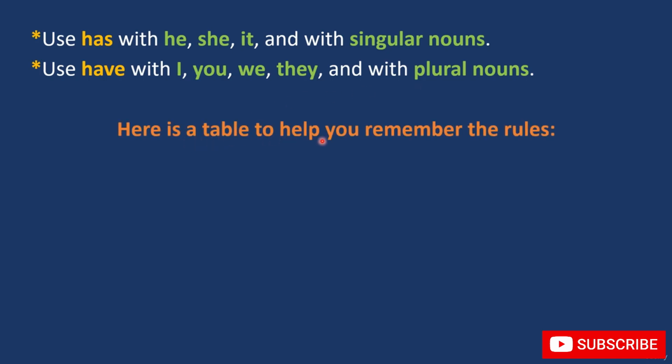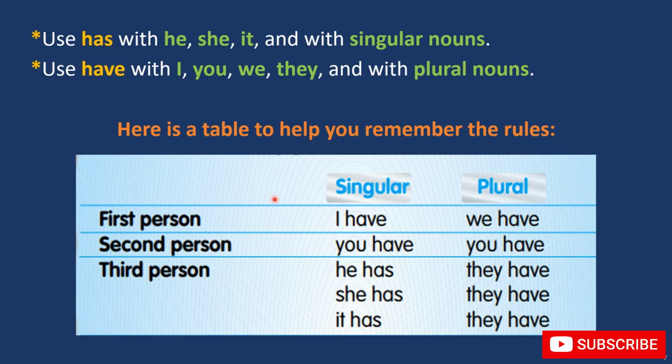Here is a table to help you remember the rules. There is a simple table to remind you the difference between have and has. There is something called first person, second person, and third person. The first person, I say I have, and the plural we have. So for I singular and we plural, both of them we use have.